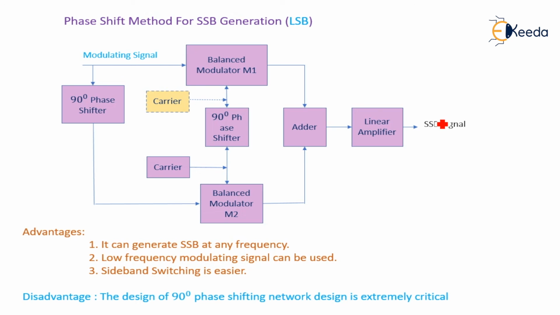It has a certain disadvantage: the design of the 90-degree phase shifting network becomes critical. Getting an exactly 90-degree phase shift is the main problem in this one. So this was the phase shift method for SSB generation. Thank you.